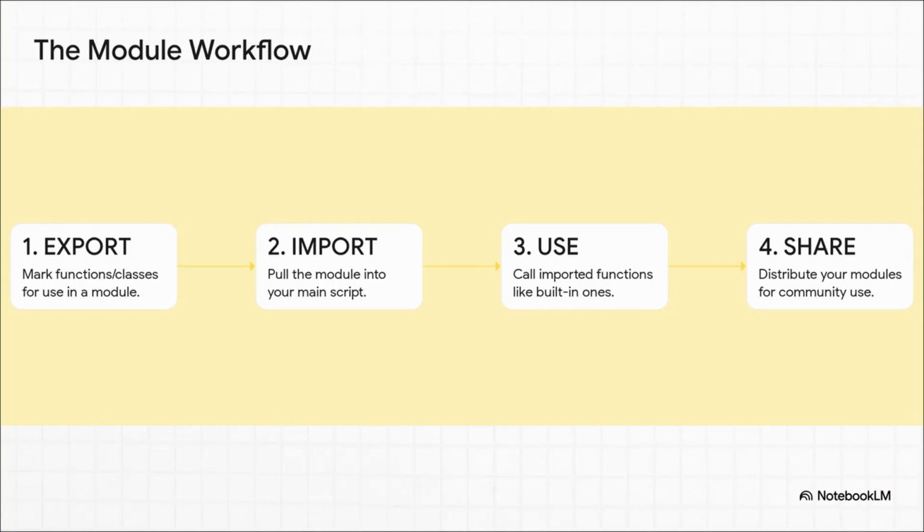The easiest way to think about this is like building with Lego kits. In your module file, you use the export command to mark the specific functions and classes you want to share. That's your finished kit. Then in your main script, you just write a single line, import. That's you grabbing the kit off the shelf. Instantly, you can use all those imported functions just as if they were built into the language. And finally, the best part, you can share that module file, letting the whole community build with your amazing creations.